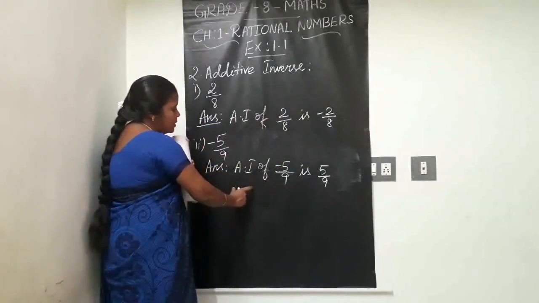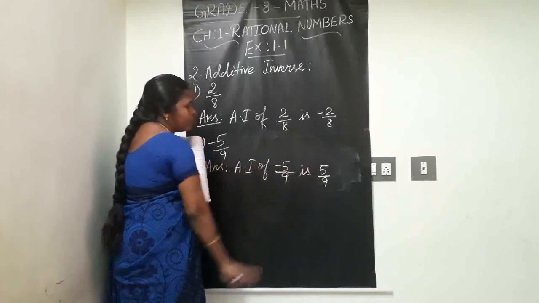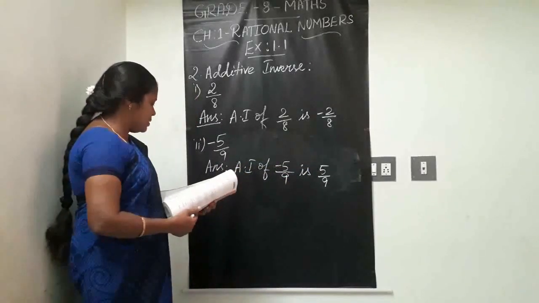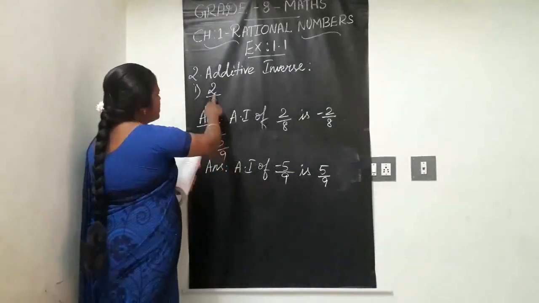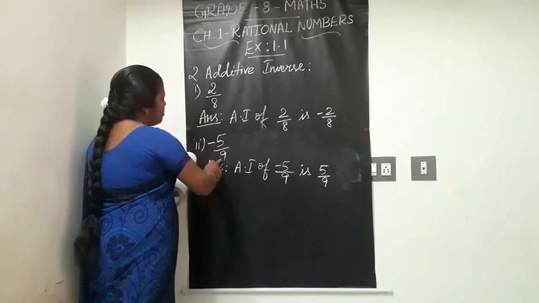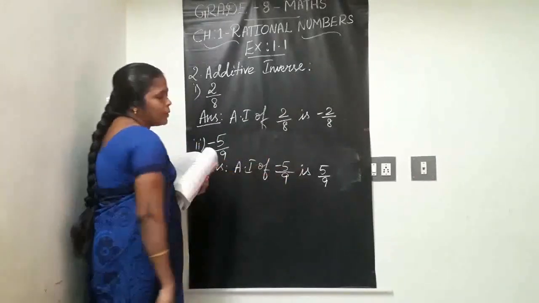For checking purpose, you can check. If you add both, definitely you will get the answer 0 only. Clear, children? Like this, remaining questions you have to solve. Additive inverse of 2 by 8 is minus 2 by 8. Additive inverse of minus 5 by 9 is plus 5 by 9. Clear?